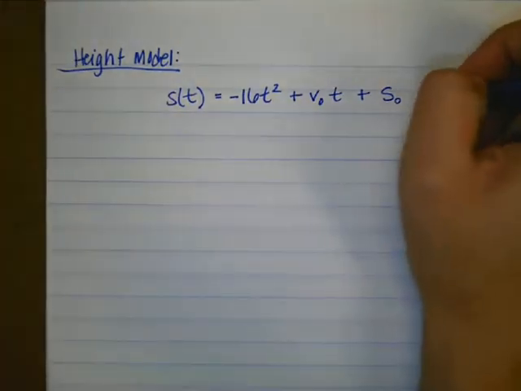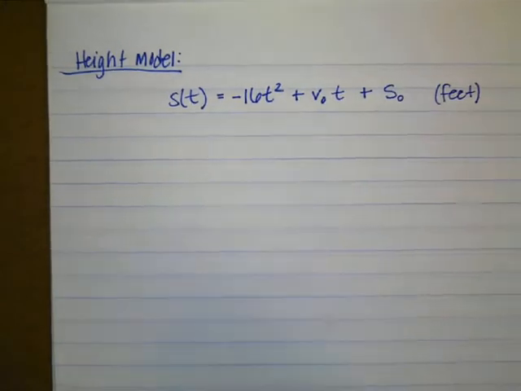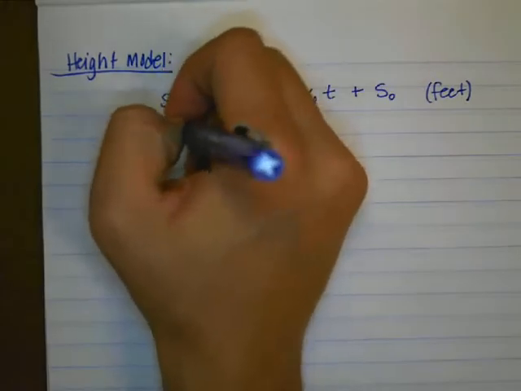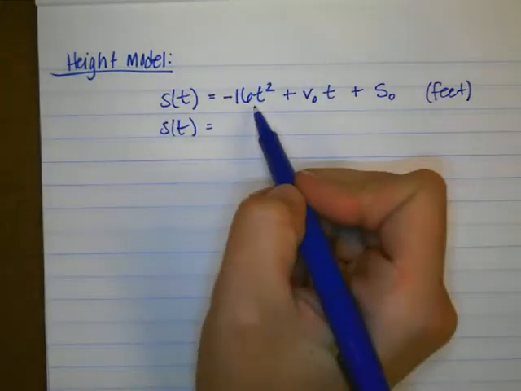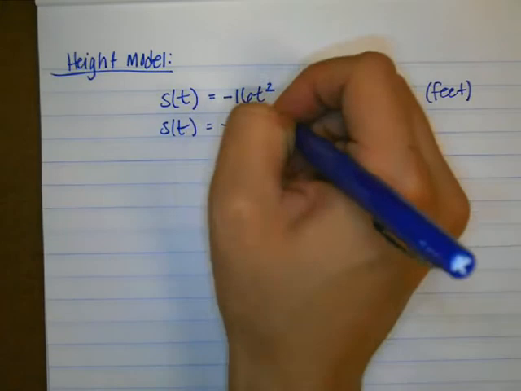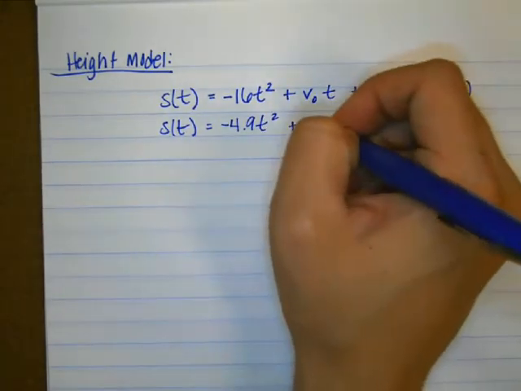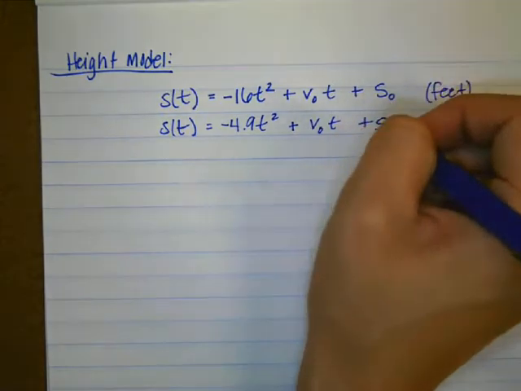That's the version in feet. And we're going to define what all these terms mean. And then in meters, the only thing that changes is the number in front of t squared. So that becomes a negative 4.9. And v sub o t and s sub o is the same thing.